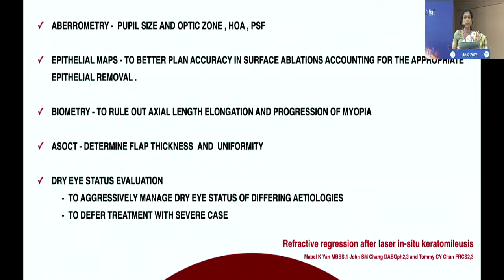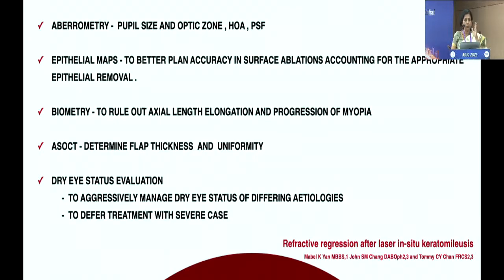It makes sense to also look at the pupil size, the optic zone, what is the higher order aberrations induced, the point spread function, because we might veer towards a topo-guided regularization of those topographies if some other issue is there. And again, it is also important to do the epithelial map, which might tell us, when you're doing a surface ablation, how much epithelium you are going to remove.